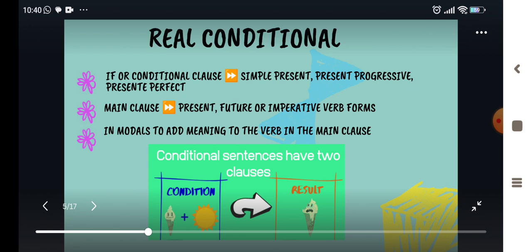Okay, if or conditional clause. In this part, you can use simple present, present progressive, present perfect. In the main clause, you can use present, future, or imperative verb forms, and modals to add meaning to the verb in the main clause. As I said, conditional sentences have two clauses, a condition, then the result.